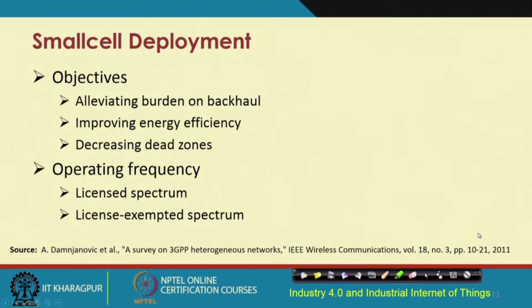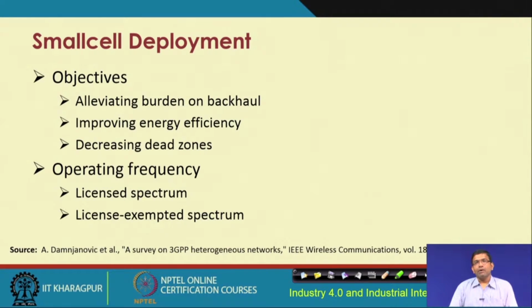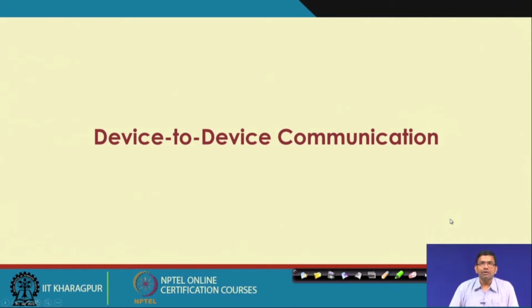Small scale deployment, here we are talking about addressing different objectives such as alleviating burden on the backhaul, improving energy efficiency, and decreasing the dead zones. Dead zones are basically the ones where the signals do not reach. So, if there are some dead zones where the signals do not reach, the small cell deployment will help in offering connectivity in those dead zones where the signals are not able to reach. So, operating frequency, these small cells support both licensed spectrum as well as license exempted spectrum. So, it can be supported by both of these types of spectrum.